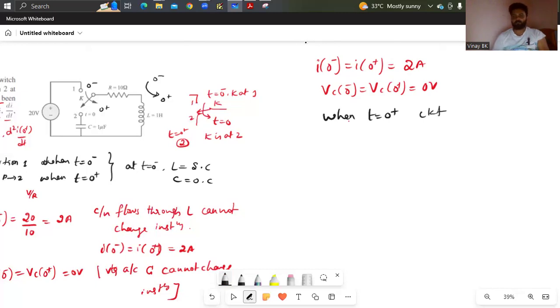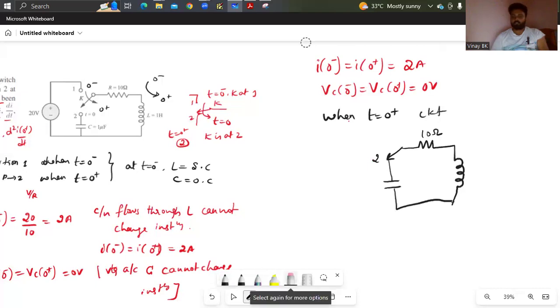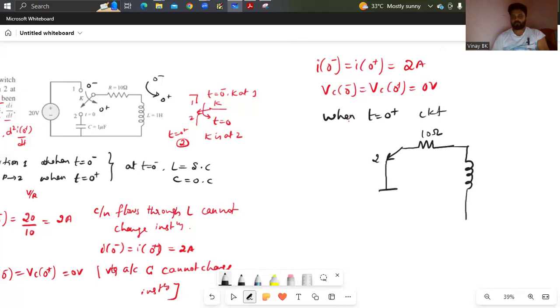Therefore, the circuit becomes, so the switch position is at 2. Here there will be a resistor of 10 ohm. Here there is no steady state condition, so you are not doing anything, you are just writing it as it is. And from 2 there will be a capacitor like this. We will draw it once again. So from here, inductor, and from here, capacitor you are connected.